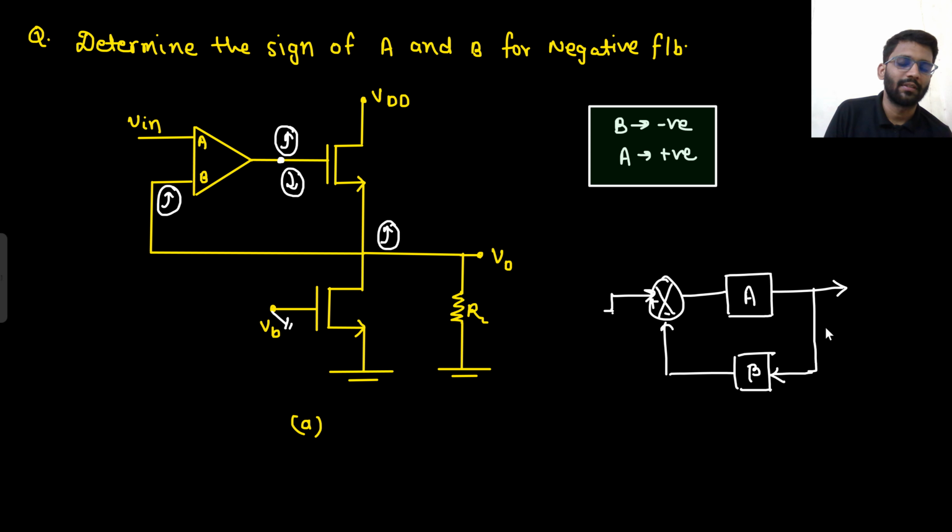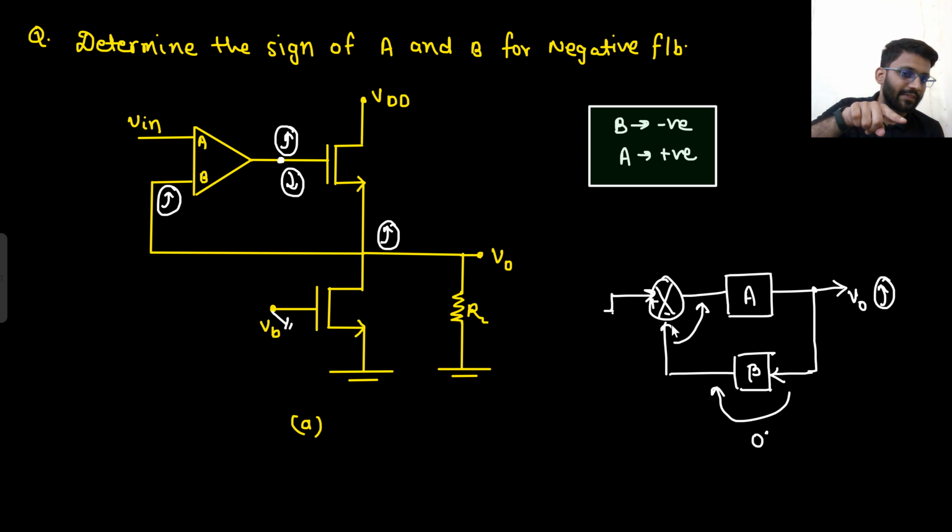Forget about the input. If you start from here, this is V0. Let's assume beta has 0-degree angle. So you start from here and increase this node. From here to here, there is 0-degree phase shift, right? Now you are going from here to here. There will be 180-degree phase shift, because if this node increases, this node will also increase. But if this node is increasing, this node will decrease. Why is there 180-degree phase shift?